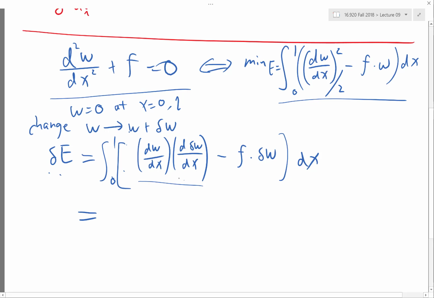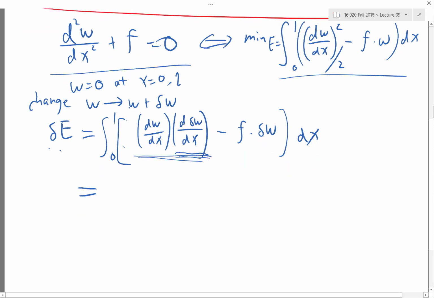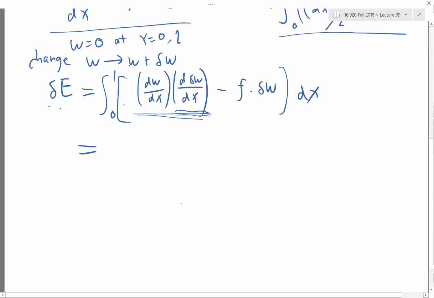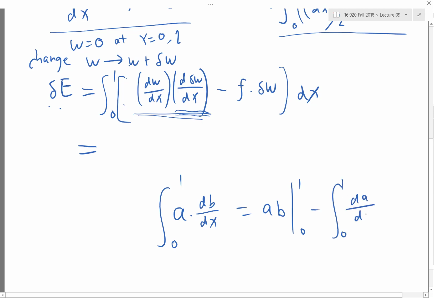The no matter what delta w is has to be taken into account by moving this delta w from within the derivative to out of the derivative. So we use integration by parts on this one. We first get a negative sign. Let's figure out the boundary term first. As you know, if I have a function a times db/dx integrated over 0 and 1, it is equal to the difference between a times b at 0 and 1, minus the integration of da/dx times b. So that's integration by parts.